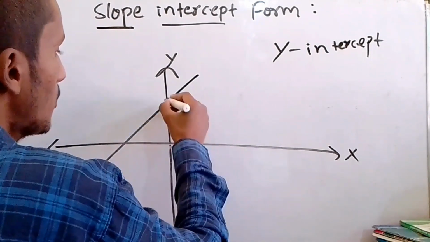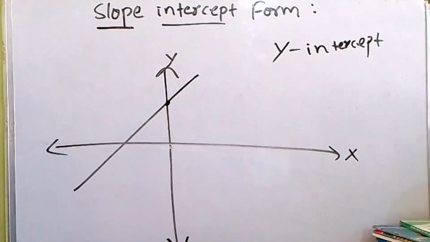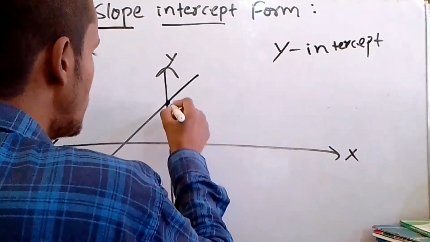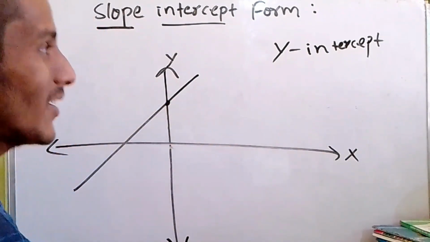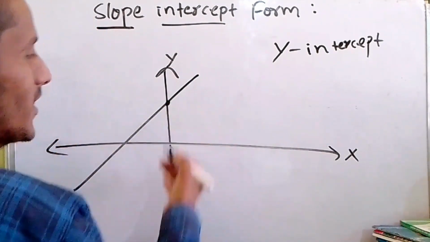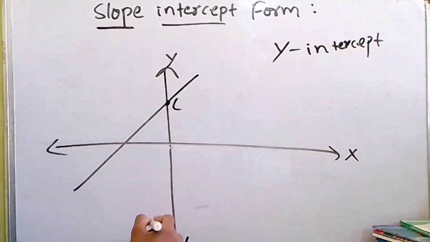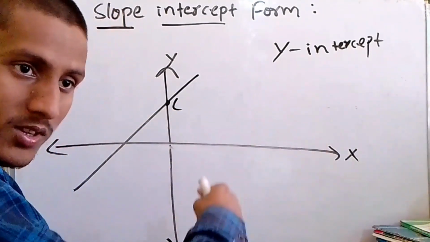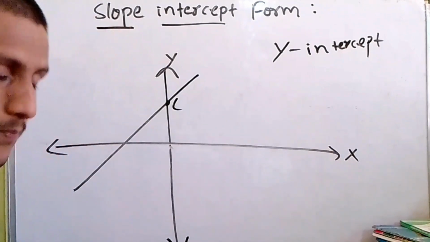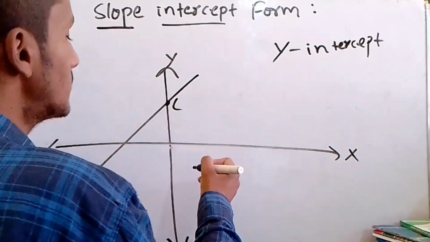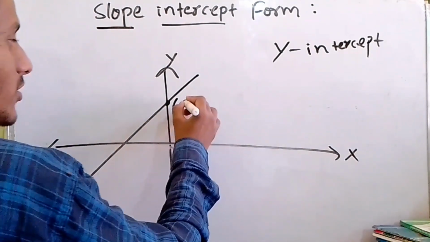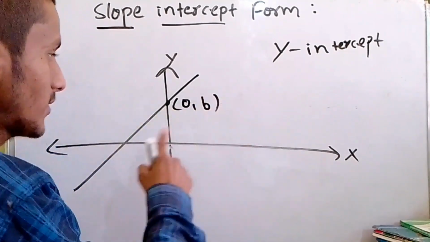Let's suppose the y-intercept is here, and we're using variables because we're doing algebra right now. We are deriving something. So this y-intercept is b. Pay attention, audience. If you have any problem with this, tell me. The y-intercept is b, so its coordinates will be (0, b).